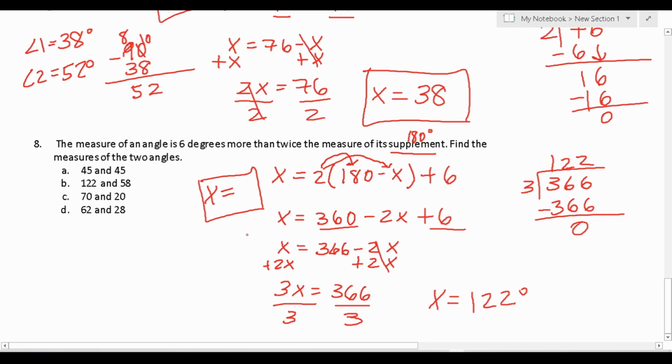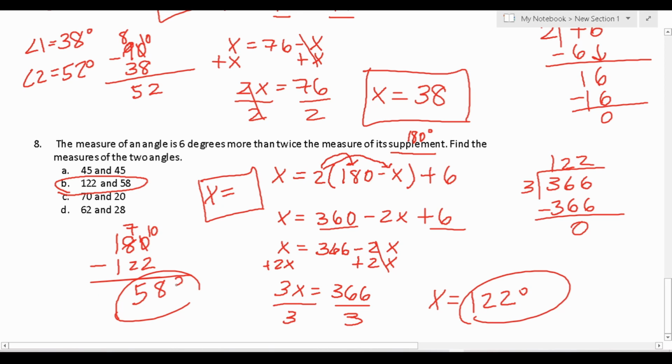And again, these are supplementary angles. So if one is 122 degrees, to find the other one, I'm going to subtract 122 from 180. And if we take a look at our answer choices before we do that, we can see only one has 122 in it. So let's do this just to confirm that this is in fact correct. 0 minus 2 we can't do. We have to borrow. This becomes 7. This becomes 10. 10 minus 2 is 8. 7 minus 2 is 5. 0 minus 0 is 0. So we can see our two angles are 58 degrees and 122 degrees respectively.